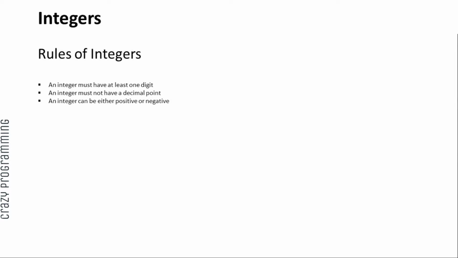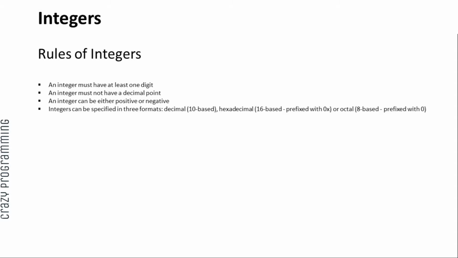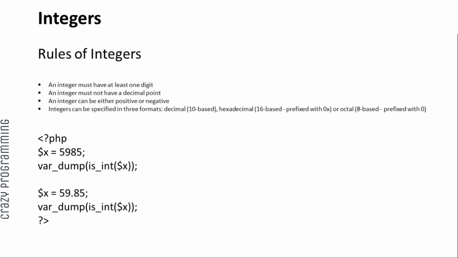And third, an integer can be either positive or negative. For example, we will use 10 or -5. And fourth, an integer can be specified in three formats: decimal, hexadecimal, and octal. Using these rules we are going to learn integers, and then we will see the example of an integer.